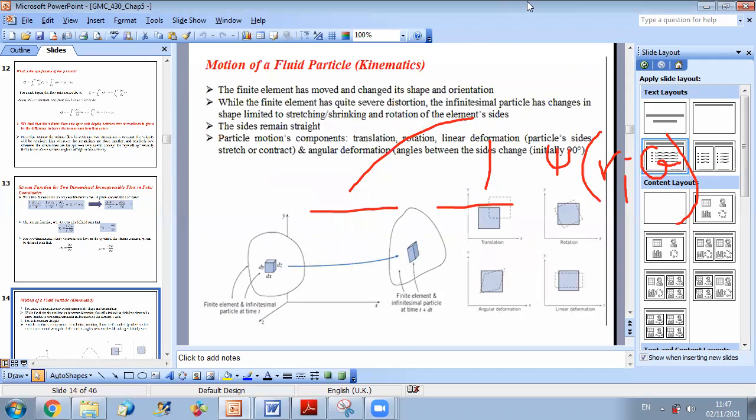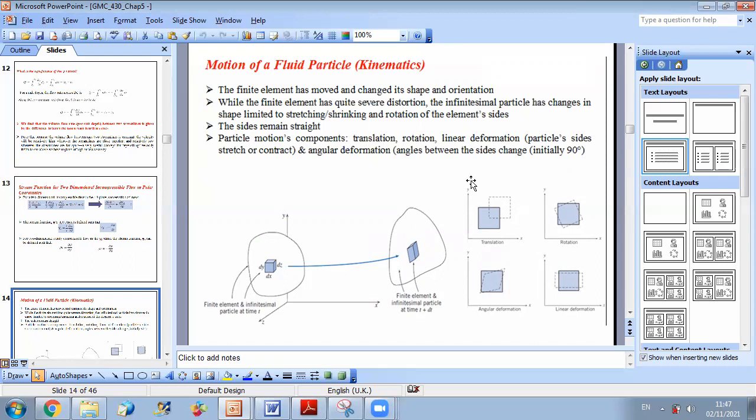Now we will move to the motion of a fluid particle. In this chapter, we will consider the motion of a fluid particle, and we will apply, if you want, Newton's second law, but instead of dealing with solids as you did in dynamics, we will deal with fluids, which will be expressed by the conservation of linear momentum relation.